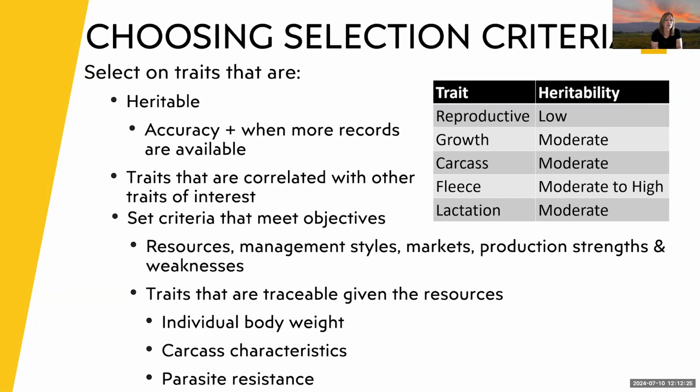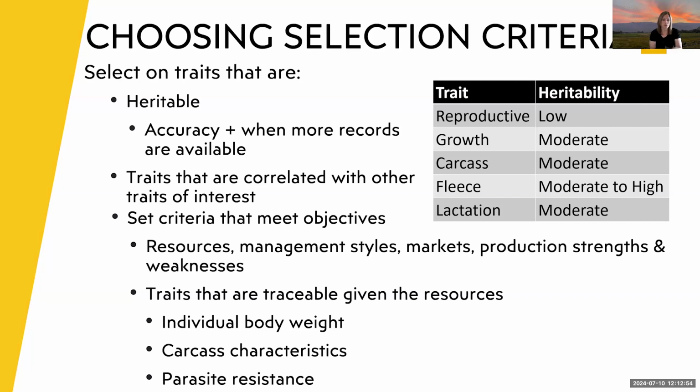It's also going to be important to understand what your resources are as far as what types of records you can keep. Your management style, you don't want to have to change everything that you're doing just to be selecting on one trait, unless it's going to gain you enough to make up for that change in management. Understanding your markets and the strengths and weaknesses of your production system, those are all really important when we talk about selection.